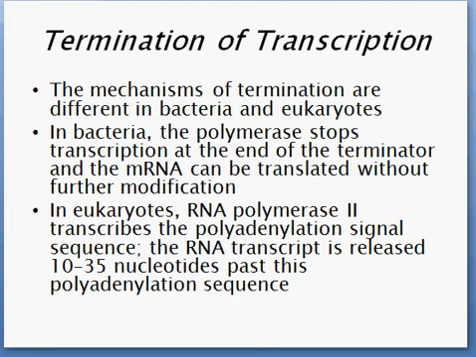But in a eukaryote, RNA polymerase II will transcribe until it gets to the polyadenylation signal sequence. And that RNA transcript then gets released about 10 to 35 nucleotides past the polyadenylation sequence. And again, just to remind you what that polyadenylation sequence is, remember we end up with the 5' cap and the 3' tail of our messenger RNA, and that tail portion is a series of nucleotides, and that is polyadenylation.